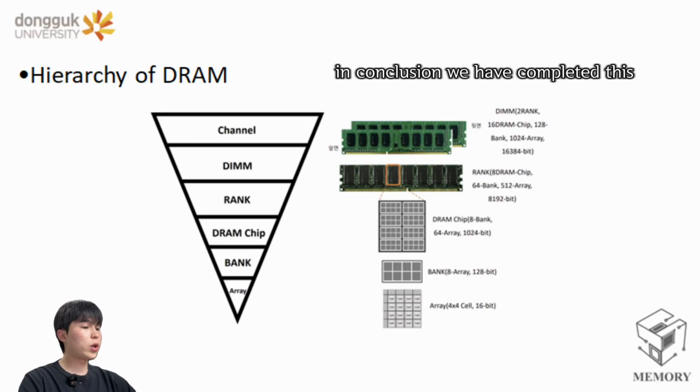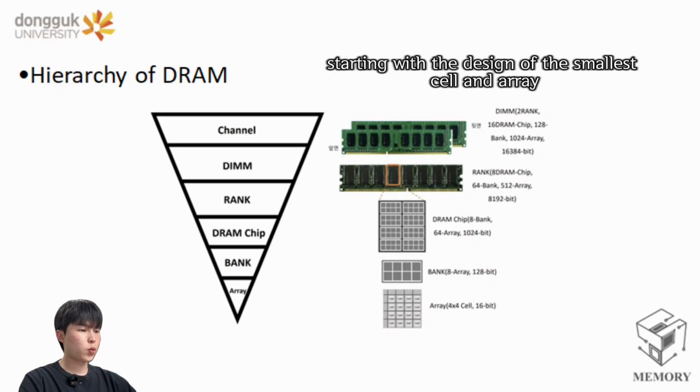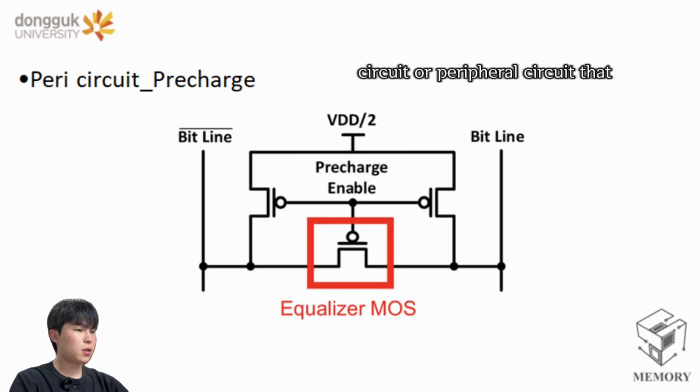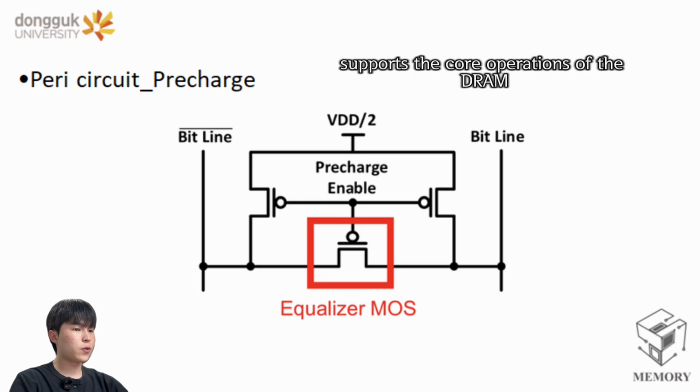In conclusion, we have completed this DRAM design in a hierarchical way, starting with the design of the smallest cell and array and considering the final chip and module type. Next, we will discuss the peri circuit, a peripheral circuit that supports the core operations of DRAM.